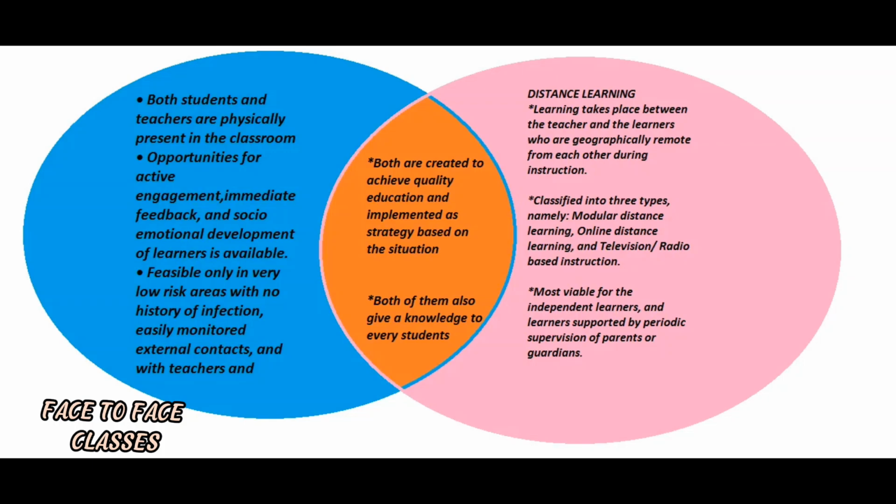Distance learning. Learning takes place between the teacher and the learners who are geographically remote from each other during the instruction. Classified into three types, namely modular distance learning, online distance learning, and television and radio-based instruction. Most viable for independent learners and learners supported by periodic supervision of parents or guardians.